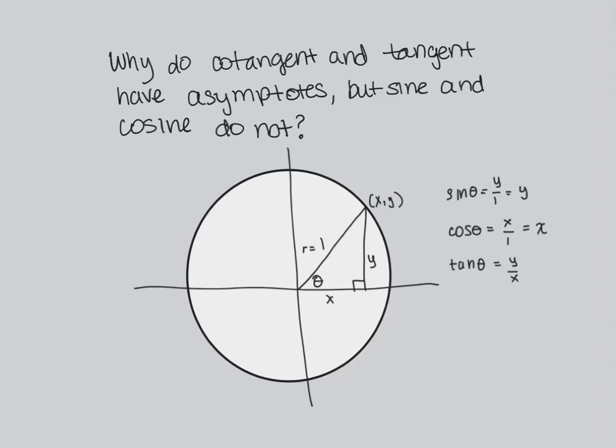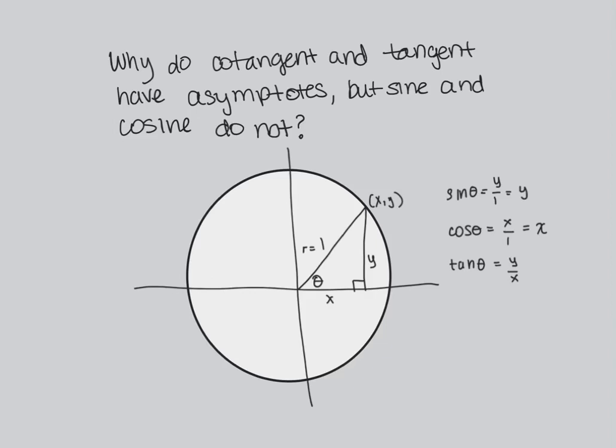If you look at the sine and cosine graphs, they don't have a denominator. It's just y and it's just x. So there's never going to be a place on the unit circle that's undefined for sine and cosine. And that's why we do not have asymptotes.